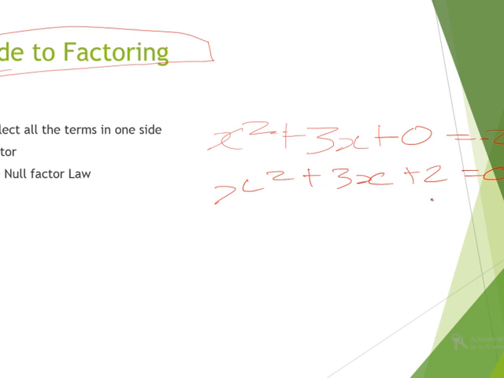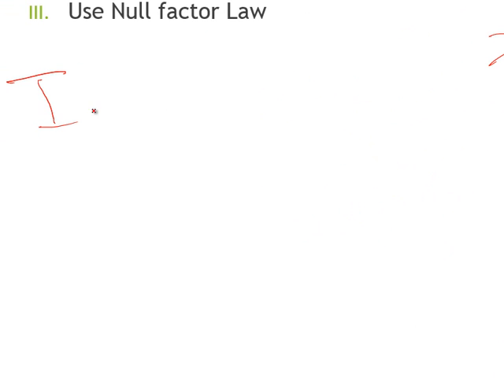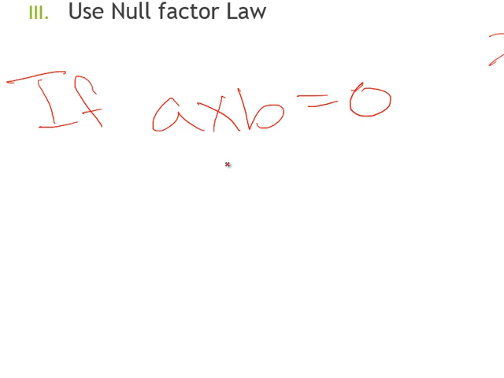So how can we factor this? Let's have a 2 and 1. 2 times 1 is 2. 2 plus 1 is 3. So that's how. Our two terms are x plus 1 and x plus 2. And we should use the null factor law, which is, if a times b is equal to 0, either a is equal to 0 or b is equal to 0.